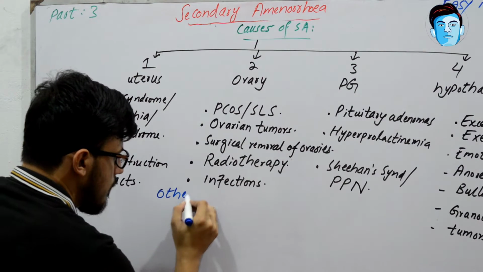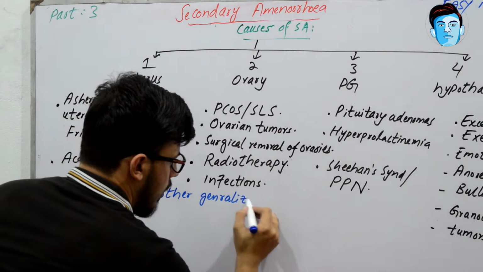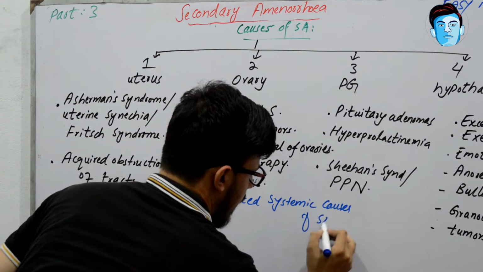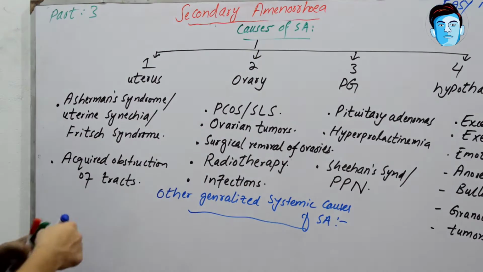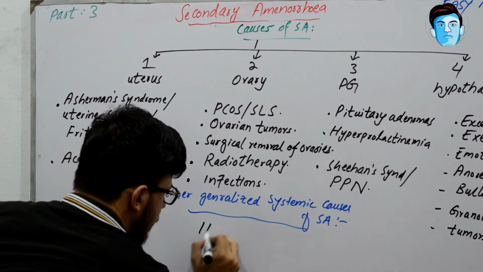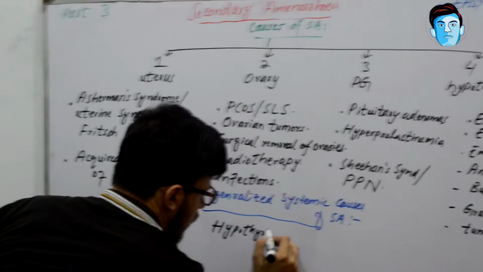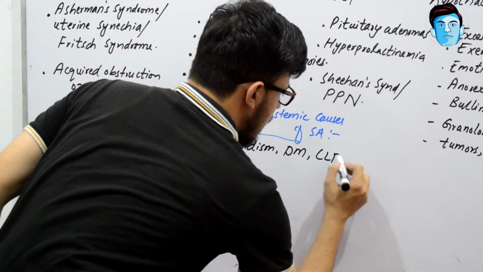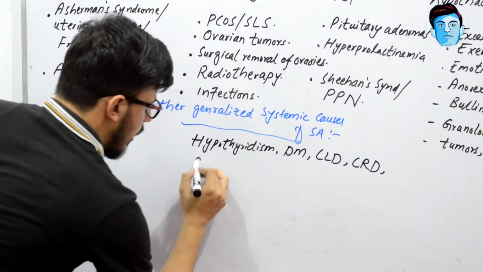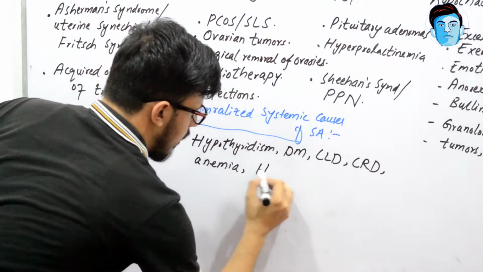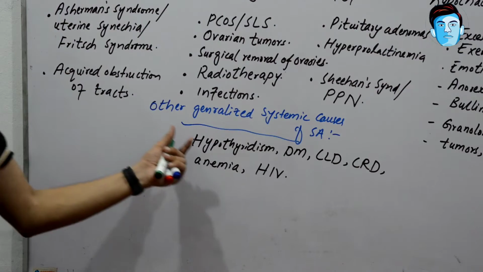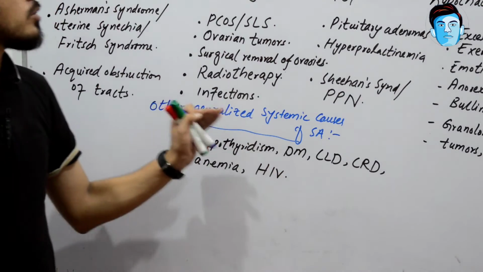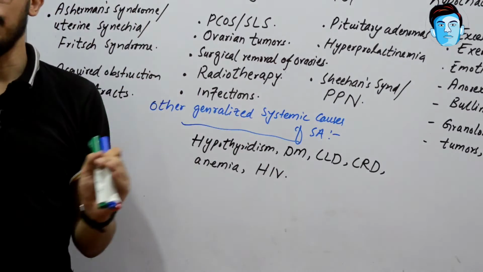So what are the other generalized systemic causes for secondary amenorrhea? The other generalized systemic causes are hypothyroidism, diabetes, chronic liver diseases, chronic renal diseases, anemia and HIV. So students, this is what we need to know about the causes of secondary amenorrhea compartment wise.